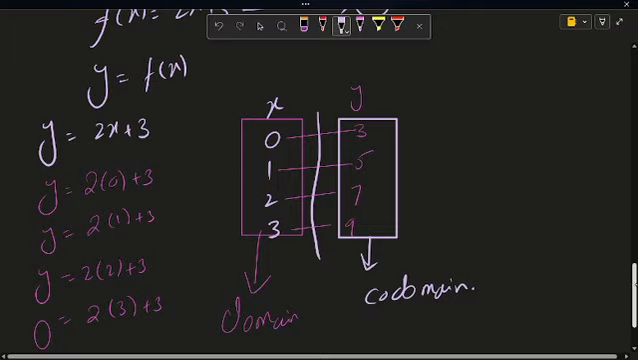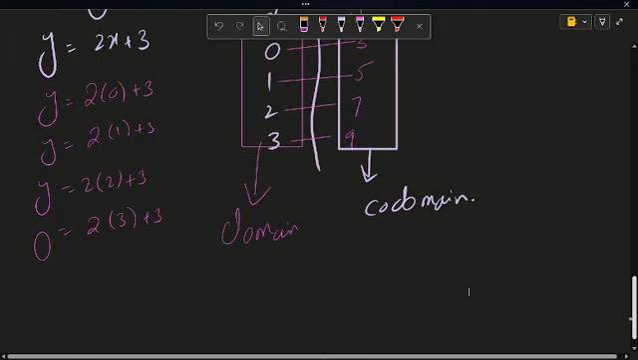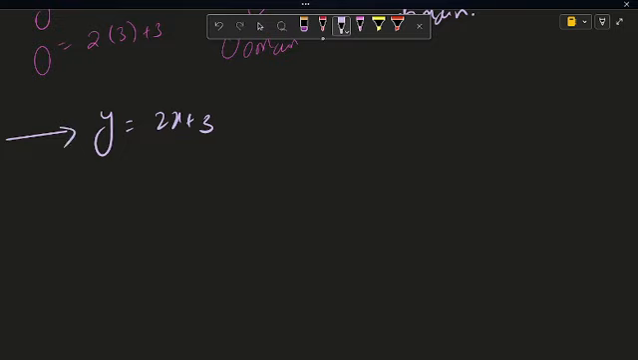Now, I will swap the question in terms of inverse function. Initially, the question that I took was y equals 2x plus 3. That was my actual question. Now I want to make the inverse. How can I? I have to fix my x as the subject.